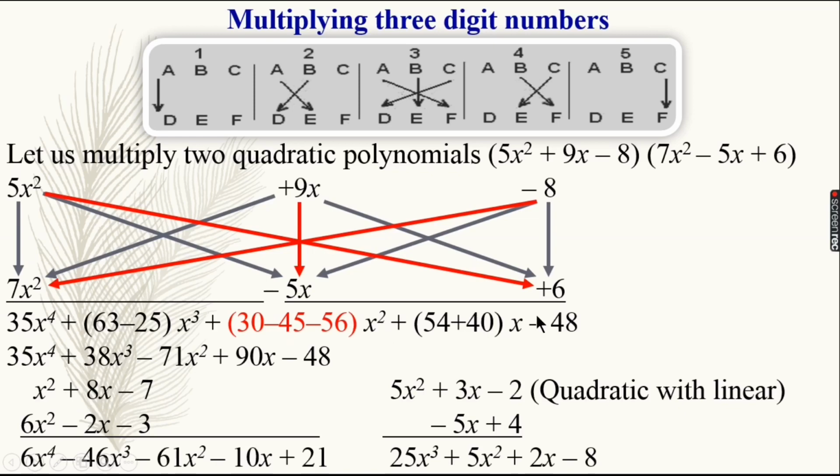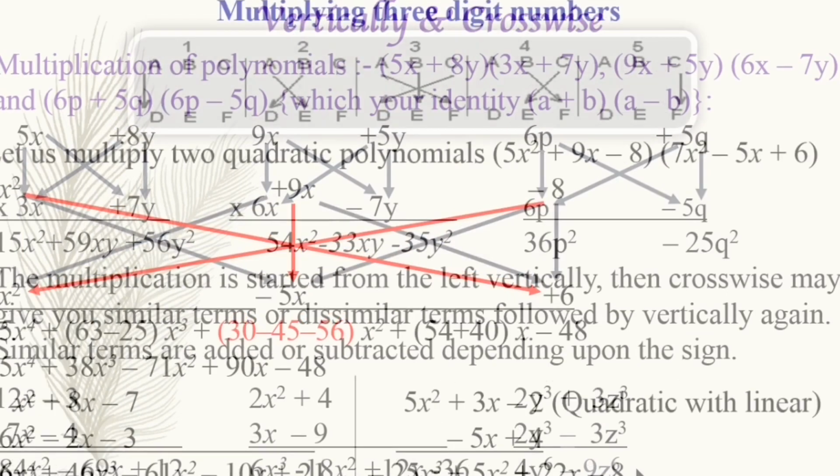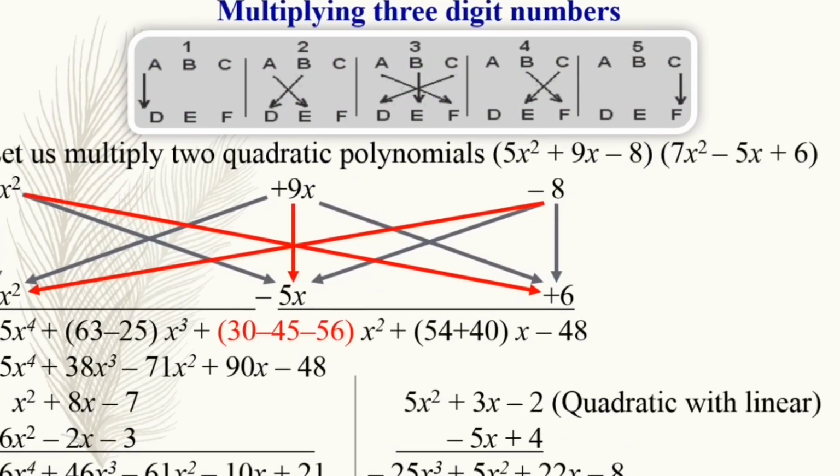So for your convenience, I have put the values like this so that you understand how the values are to be added or subtracted. Let's have some examples in real time. So x square plus 8x minus 7 multiplied by 6x square minus 2x minus 3. So x square into 6x square gives us 6x raised to the power 4 when we vertically multiply them.